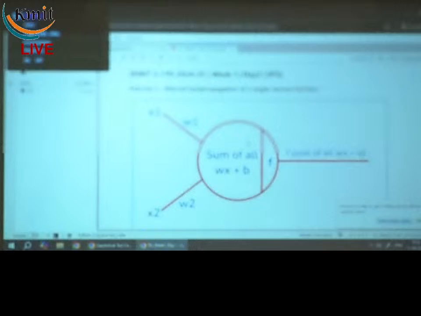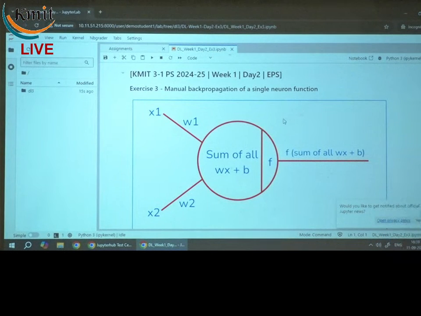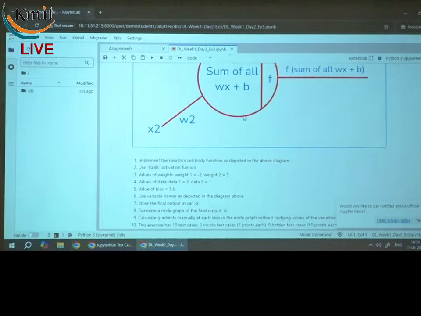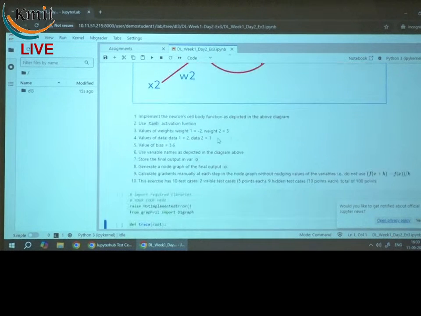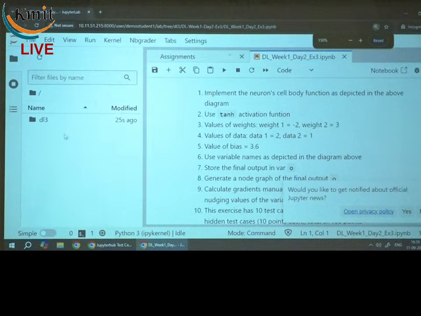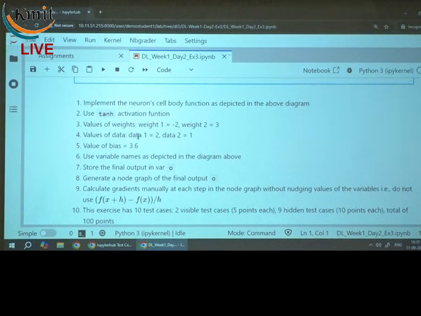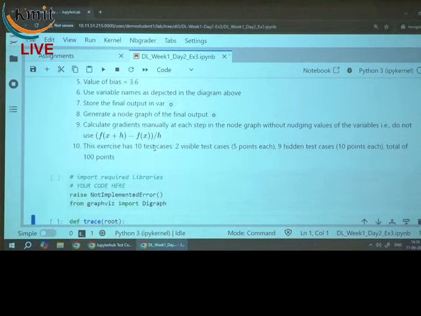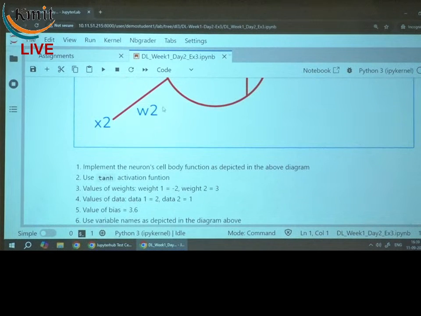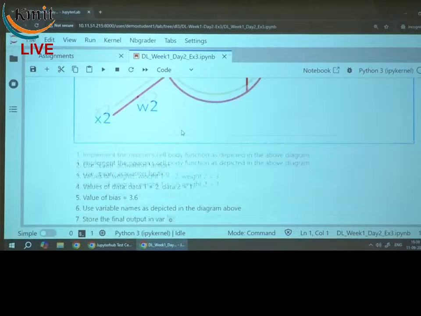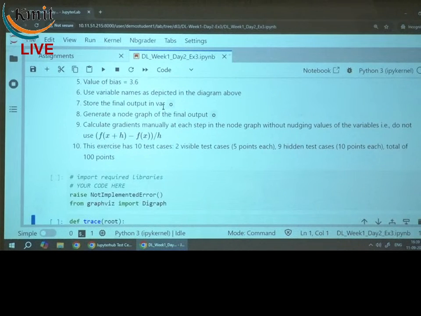So this is what you should see at your end. This is day 2, exercise 3. I have this diagram just to indicate that we are dealing with a single neuron. And then I define what are the activation functions you are supposed to use. So I am defining the weights, data, and bias that you have to set. What should be the value of weight, data, x1, x2 and b. And variable names are depicted in the diagram above, so make sure you're using the same variable names. And the final output should be stored in O.